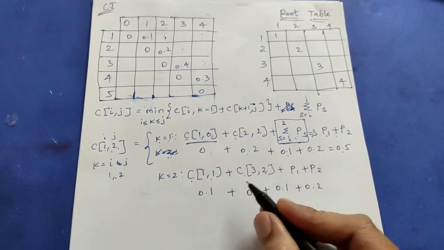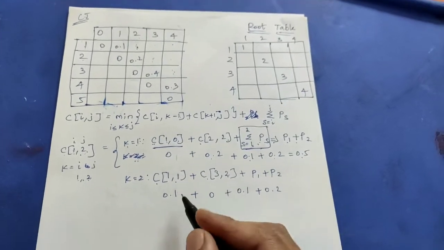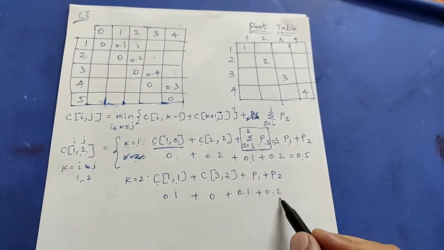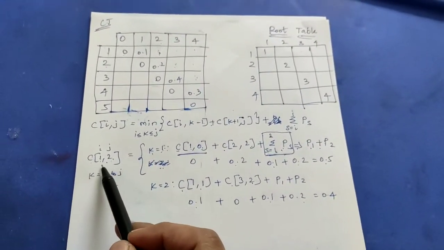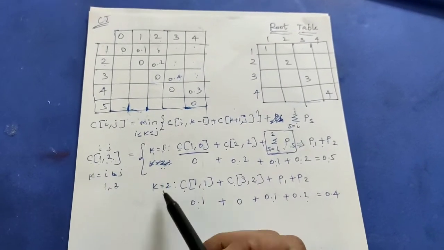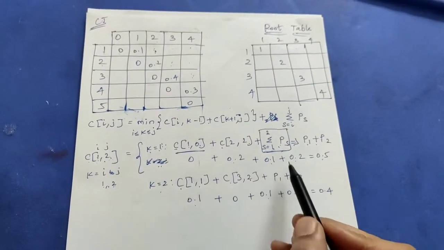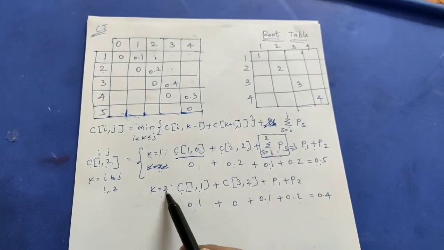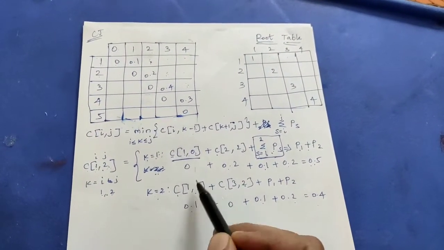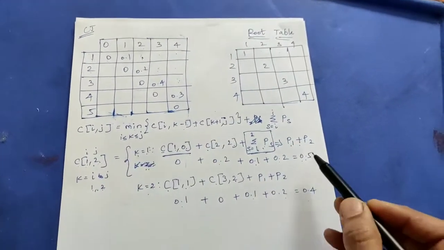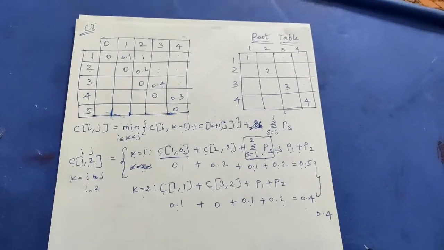So what is the total value I got for this location C of 1, 2 when k is equal to 2? 0.1, 0.2, 0.4. So total is 0.4. So I have processed the cost of 1, 2 for 2 k values based on I and j. K is equal to 1, I processed this formula. I got the value as 0.5. K is equal to 2, again I have processed this formula. I have got 0.4. So out of these two values, I have to select a minimum. So when compared to 0.5 and 0.4, I got 0.4 as the minimum.